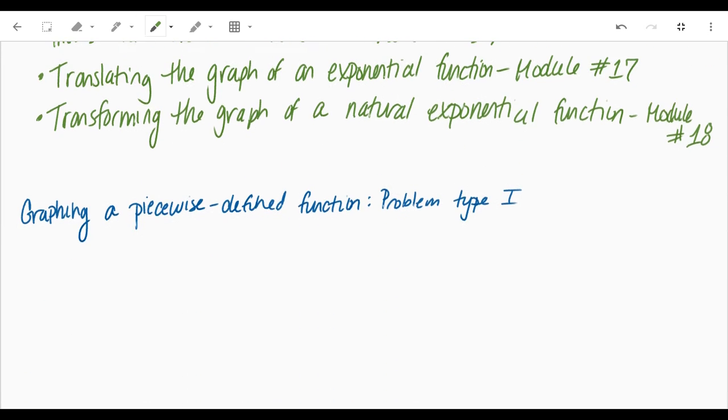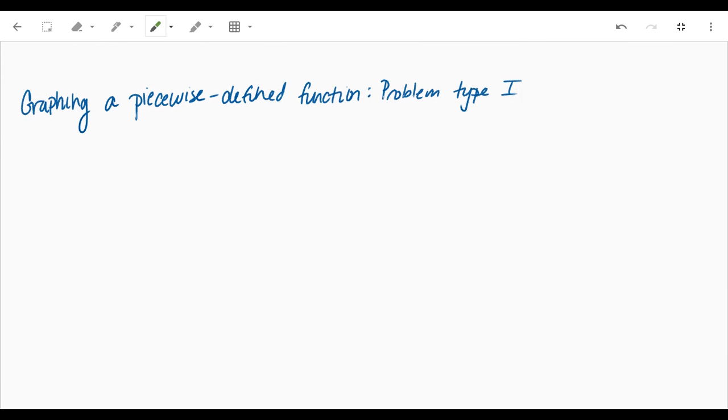Starting with the first one, graphing a piecewise defined function problem type 1. You did actually do problem type 2 in a previous module, so you might remember that a little bit. Usually problem type 2 is a little trickier than problem type 1, so this might even be a little bit easier. If you remember, a piecewise defined function will give you a function that changes on different intervals of x.